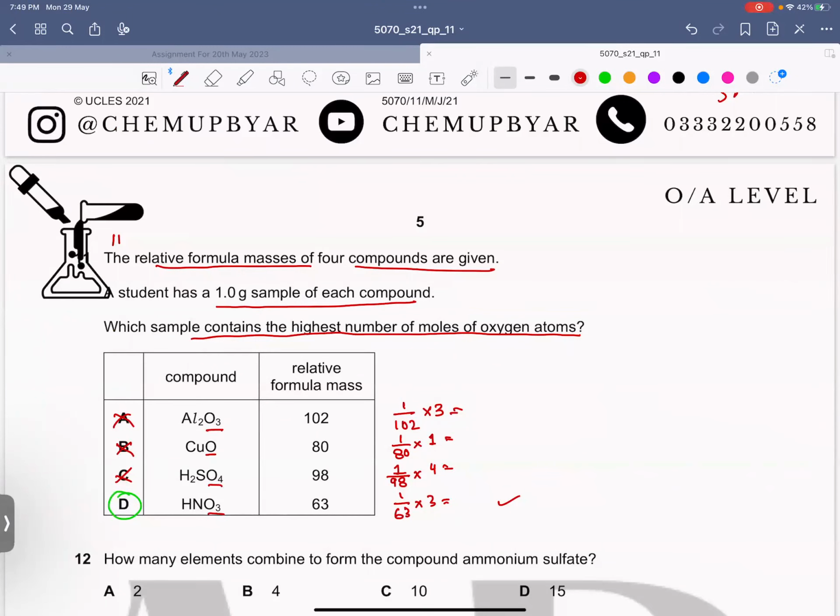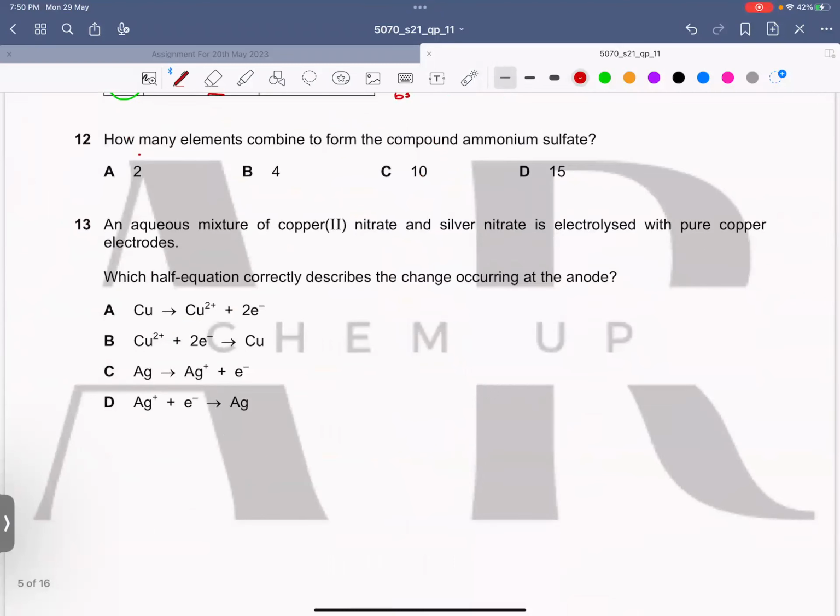Yes sir. Is it clear, Asad? Yes sir. Okay. Now question number 12. How many elements combine to form the compound ammonium sulfate? Ammonium is NH4, and the formula of ammonium sulfate is (NH4)2SO4. So how many elements are there? 4 elements are there, right? Nitrogen, hydrogen, sulfur, and oxygen. So B will be your correct answer.